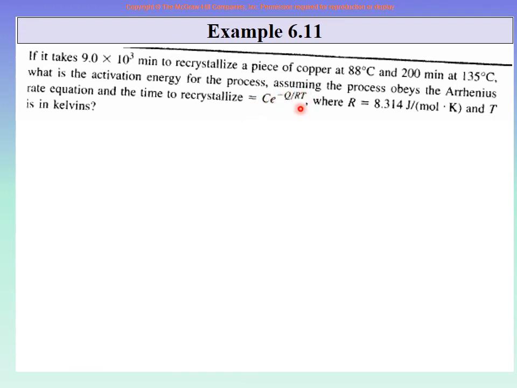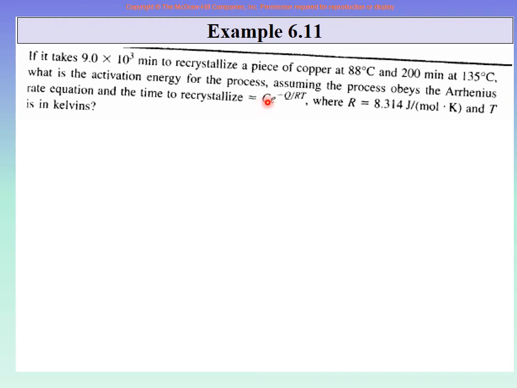You know that R is the universal gas constant. Its value is also given. And capital T is the temperature in kelvins. Temperature in Celsius is there; add 273 to it, and it will become kelvins. So capital R, which is the gas constant, is given. Capital T for each case is given. And we have to find the time to recrystallize.